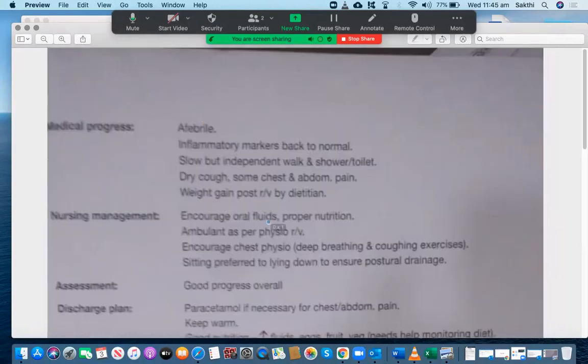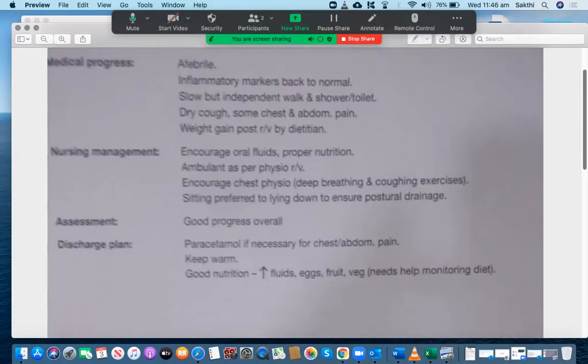Inflammatory markers back to normal, slow but dependent, cough. Did you mention anything about the walking ability independently in your letter? No, he was assisted with the activities of daily living. It's written in this paragraph. Daily living activities are okay, but walking is not just the daily living activities. Showering is okay, toileting is all right, but yeah, it's okay. All right, let's go to the next one.